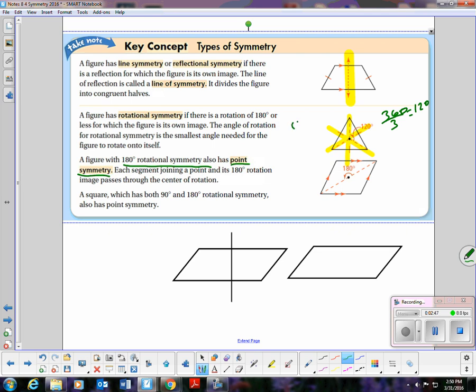So this one has rotational symmetry only, but a square would have rotational and point symmetry, because it has rotational symmetry at 90 degrees and at 180 degrees, which means it has point symmetry also. So we need to be able to determine between reflectional symmetry, rotational symmetry, and point symmetry.